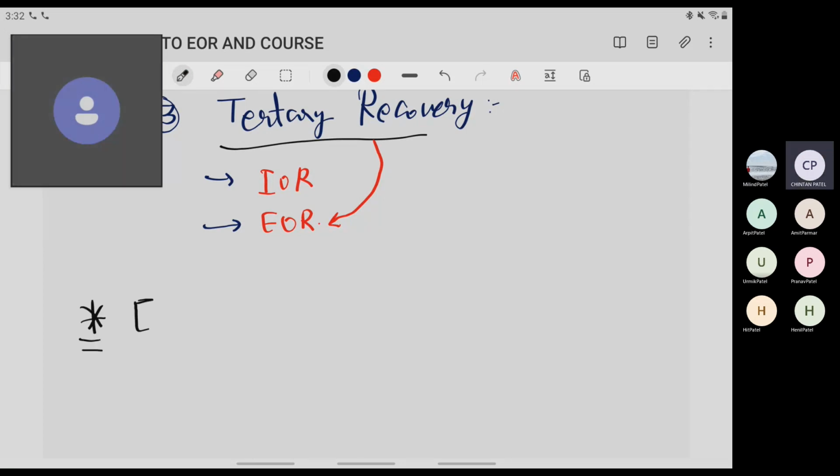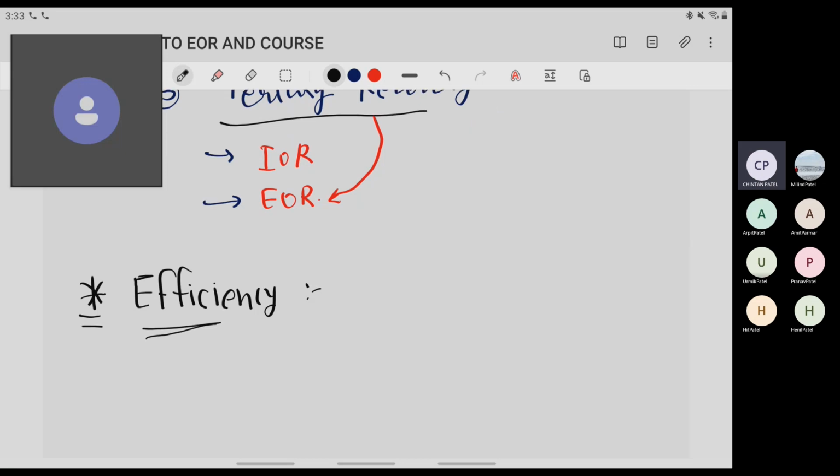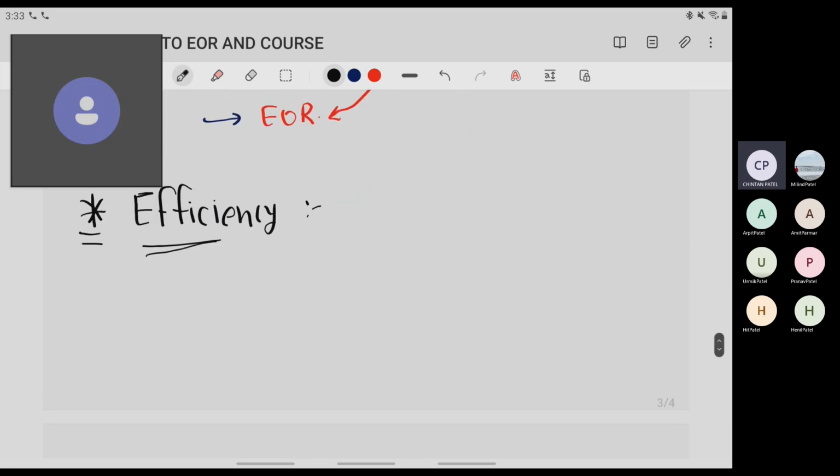So let's discuss first efficiency. In terms of technical terminology, what is efficiency? Can anyone define efficiency?